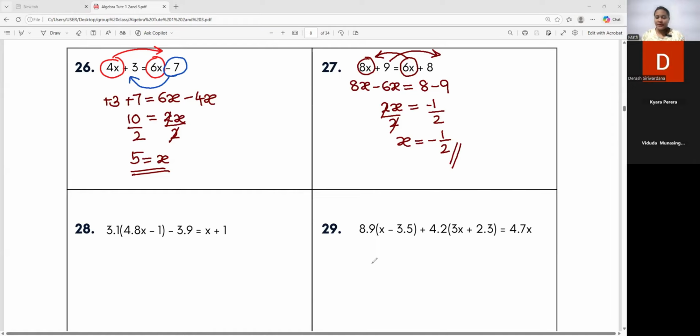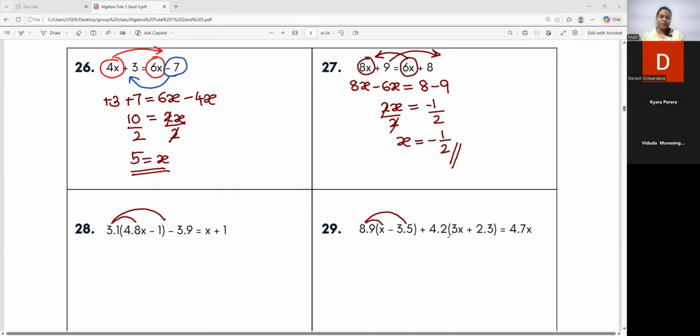28 and 29 have brackets. First we have to remove the bracket. When removing the bracket, see that these are decimals, so you can use the calculator: 3.1 times 4.8x, 3.1 times 1, like that. Then this one, 29: 8.9 times x, 8.9 times 3.5. First of all, remove the bracket, collect all the x terms into one side, numbers to the other side.